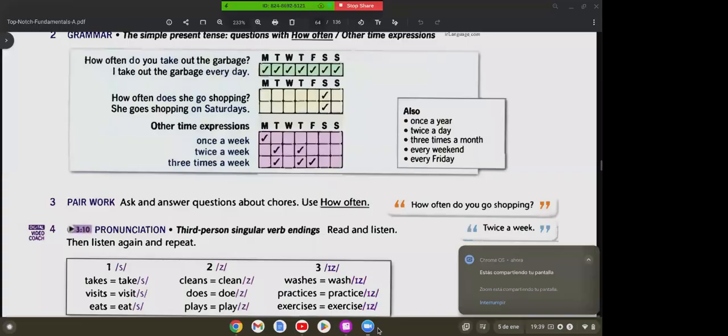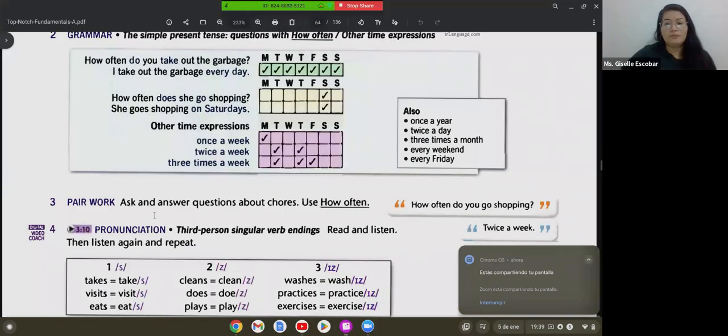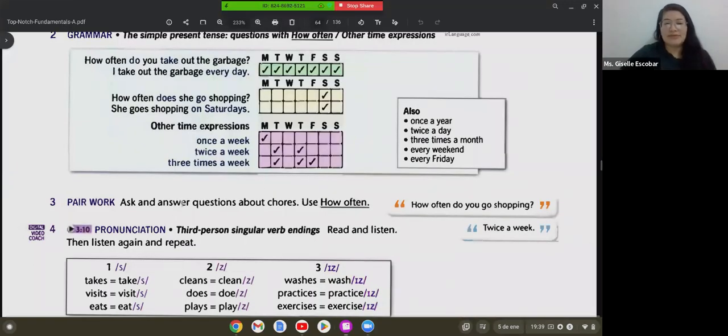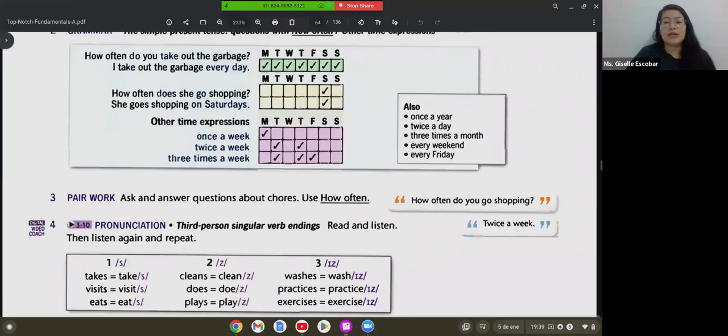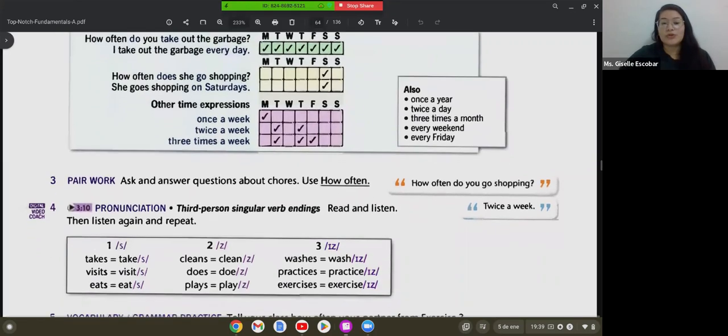Perfect. So we are all here. Let me start sharing my screen again. And let me turn my camera back on. There we go. So we already did the activity. Terminamos la actividad. That was pretty good. Let's see. You did really well. The answers and also the questions. So nice work on that. And we are going to continue.